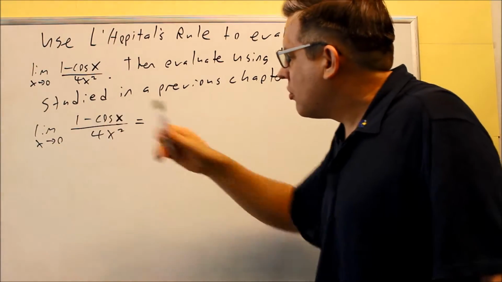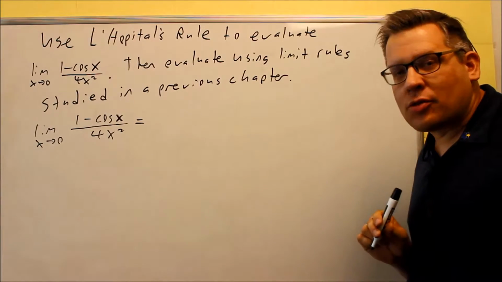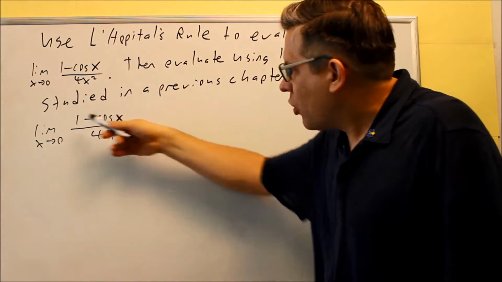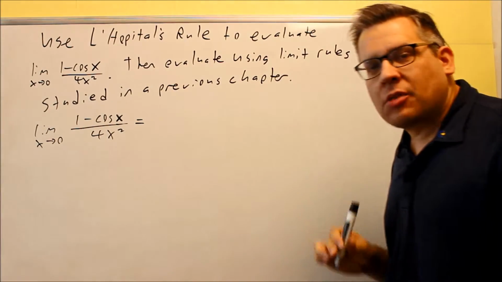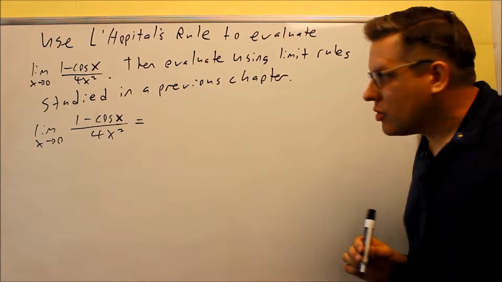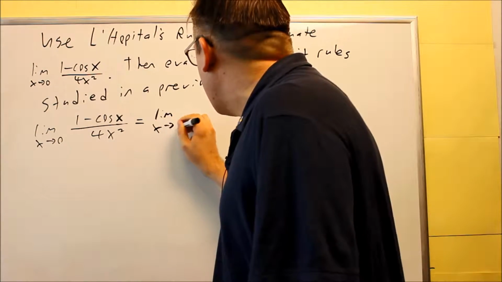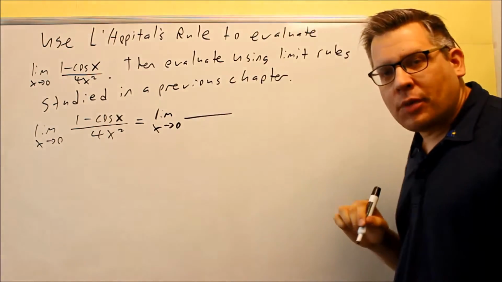First, you want to make sure that it is something that you can apply L'Hopital's rule to. You put 0 into here. Cosine of 0 is 1, so 1 minus 1 is 0, and you get a 0 on the bottom, so therefore you are able to use L'Hopital's rule. Let's apply that. So we're starting with that one, and then what you're going to do is keep taking the derivative of the top and bottom.